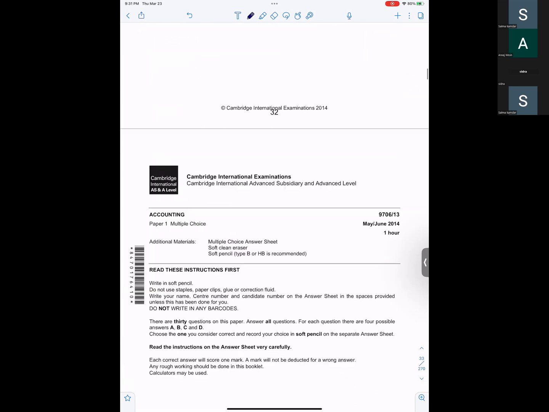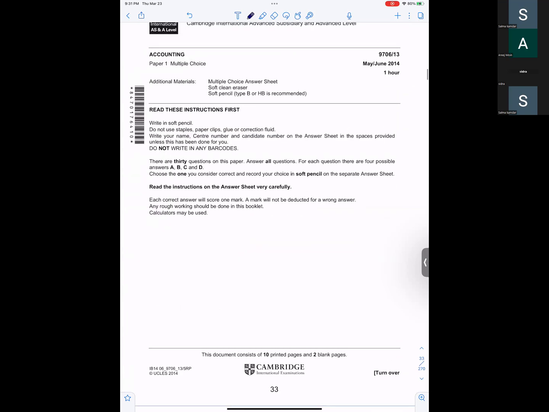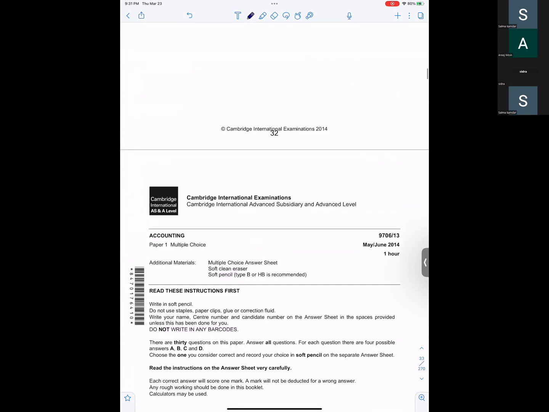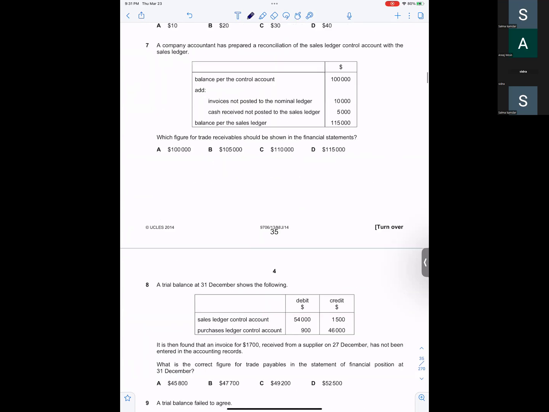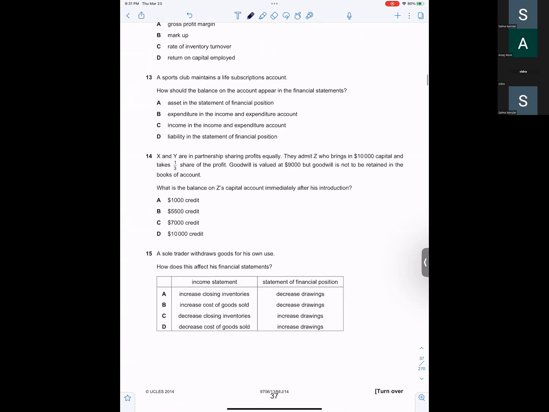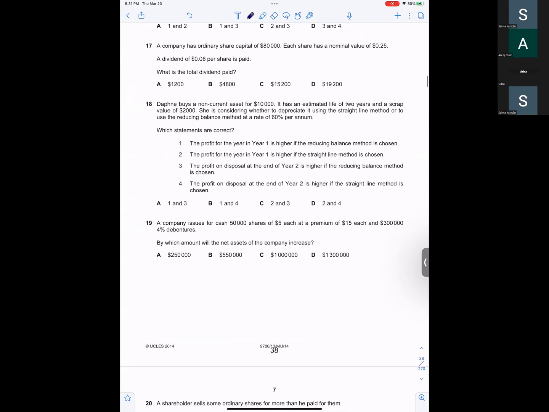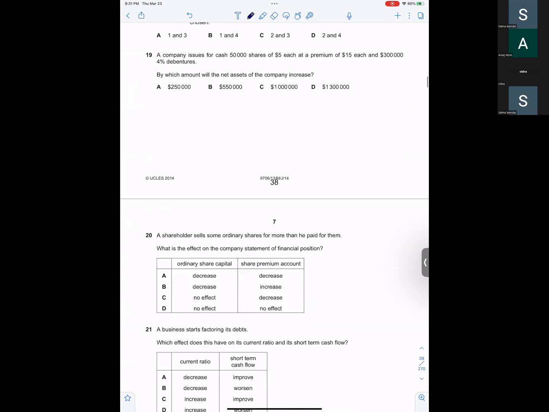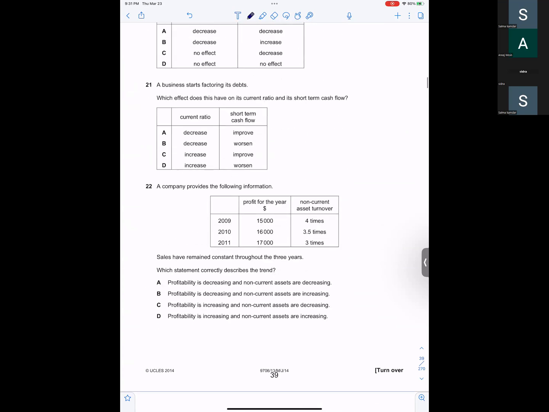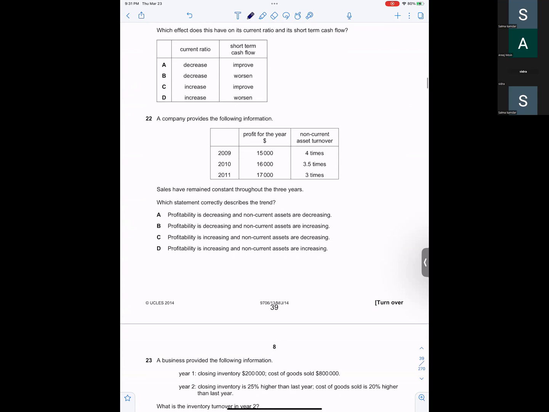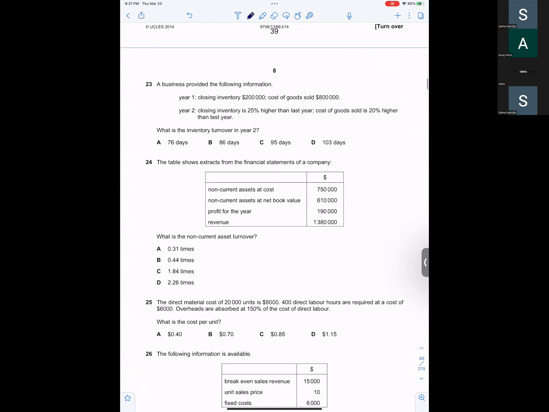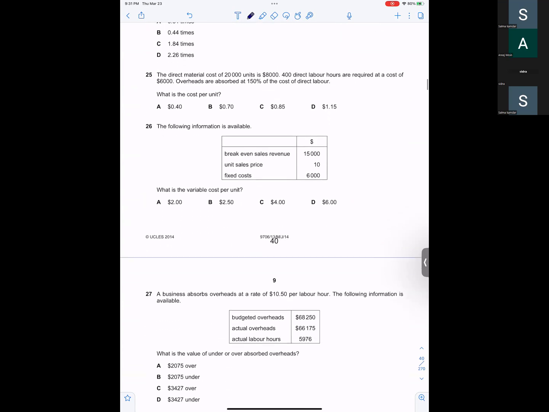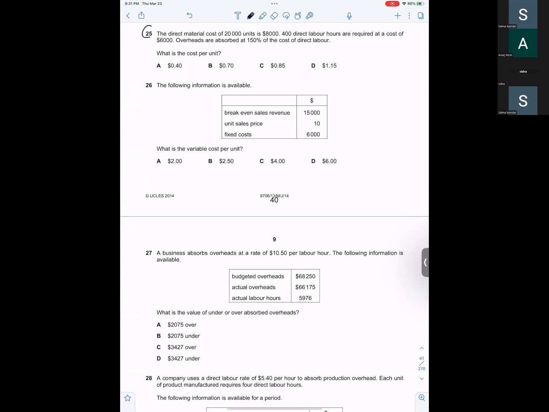Let's go to the next one. This is May June paper 13. Costing question 25. What is the cost per unit? Try.